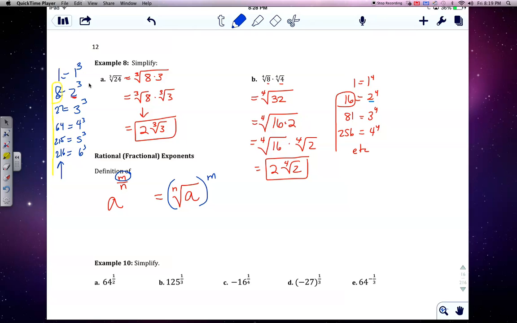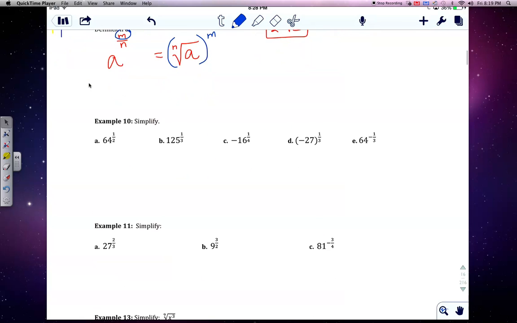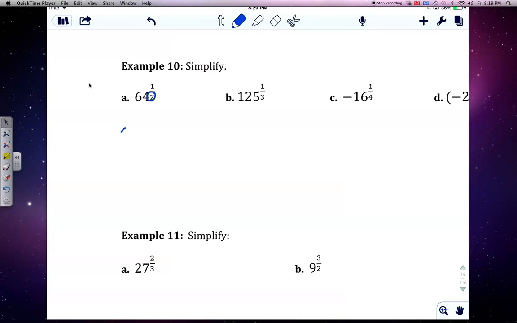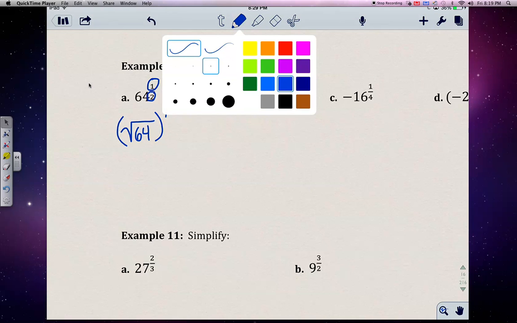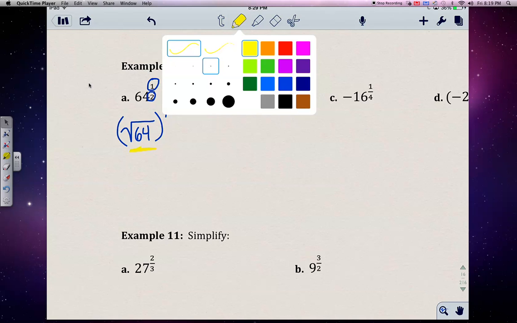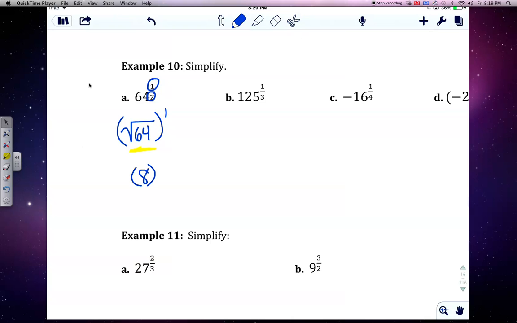Okay. So if I have, in example 10, 64 to the 1/2 power. So what is your index? It's going to be out here. And again, we do the square root. We don't really normally write that 2 out there, so I'm going to erase that 2, but it's understood to be 2. And that 1 up here means I have a power of 1. Well, inside here, the square root of 64 is just 8. 8 to the first power is 8. So this is equal to just 8.